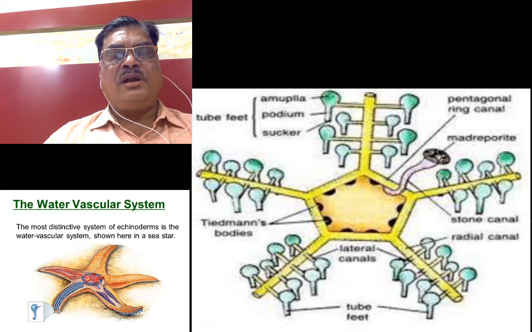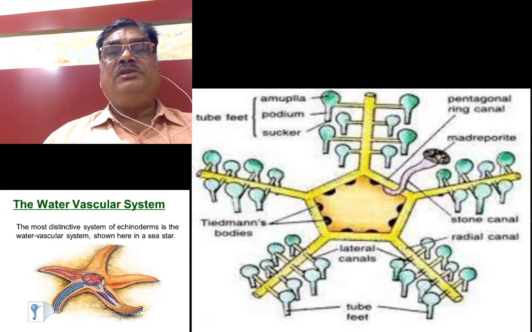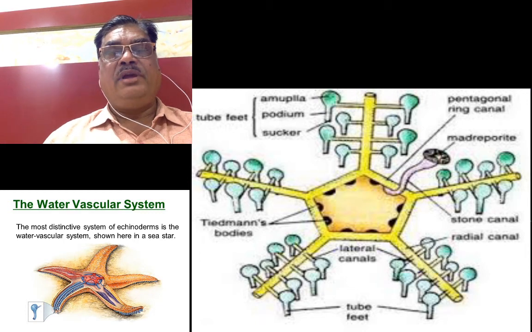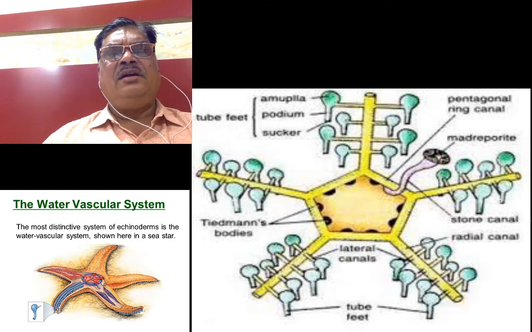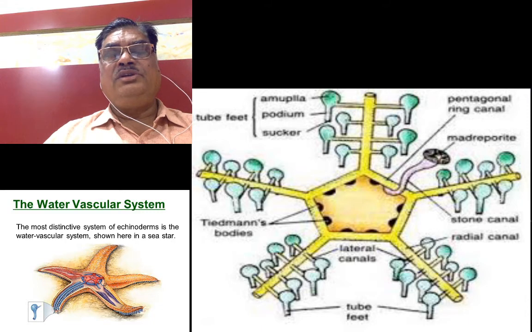So water comes along this entire water vascular system. Finally, it comes into the tube feet. In between the tube feet and the lateral canal, there is a non-return valve. So once water comes into the tube feet, it cannot go back into the lateral canals. So these tube feet have an ampulla, a podium and a sucker. It is useful for locomotion, and it is also useful for food capturing, and these particular things are very important for this animal. So these starfish are living in an aquatic medium, in marine water.